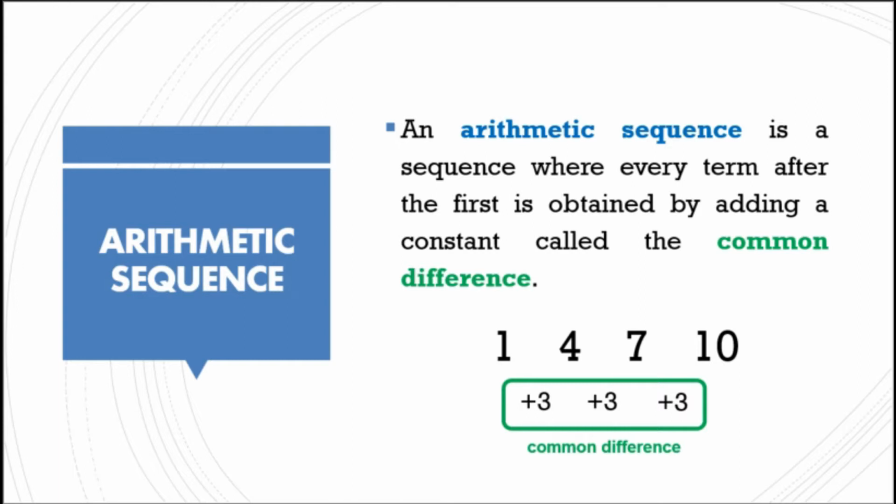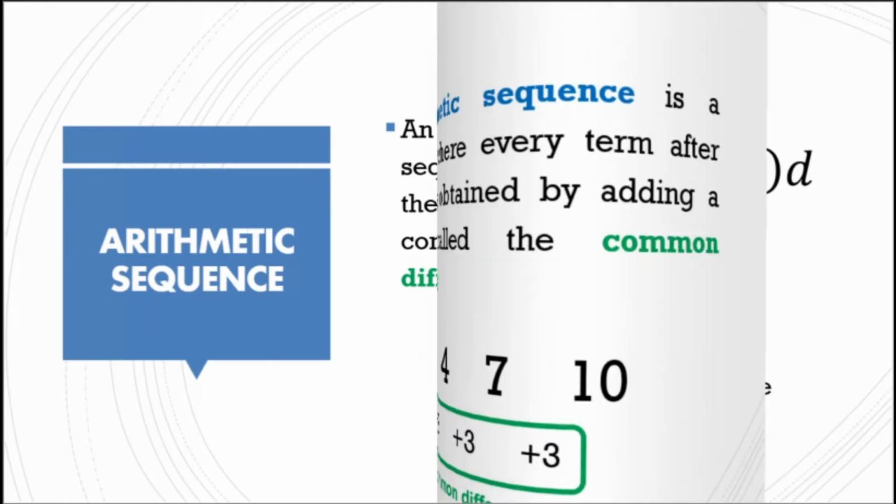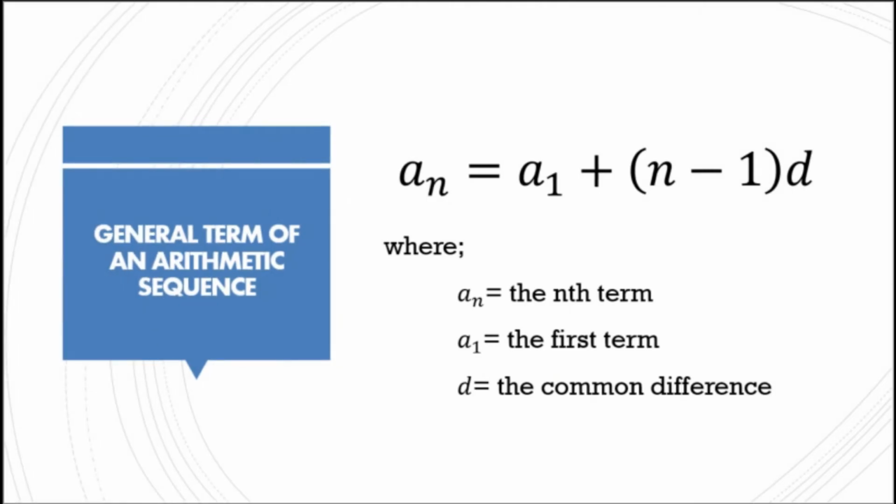We get the common difference by subtracting two consecutive numbers in the arithmetic sequence. For example, 4 minus 1 is 3, 7 minus 4 is 3, and 10 minus 7 is 3. Since we just add the same value in an arithmetic sequence, the general term of an arithmetic sequence is a sub n equals a sub 1 plus the quantity n minus 1 multiplied by d, wherein a sub n is the nth term, a sub 1 is the first term, and d is the common difference.